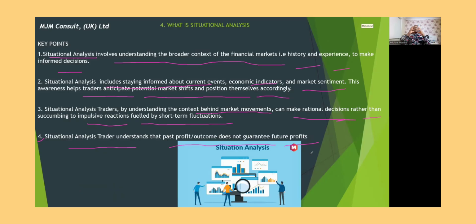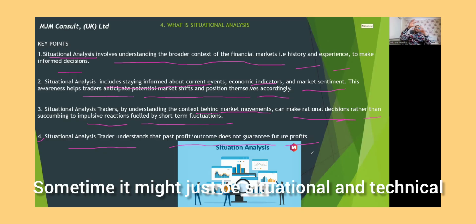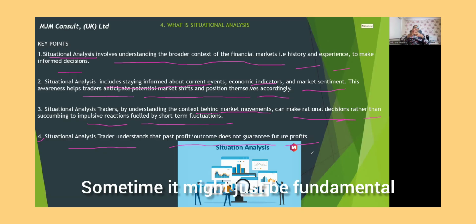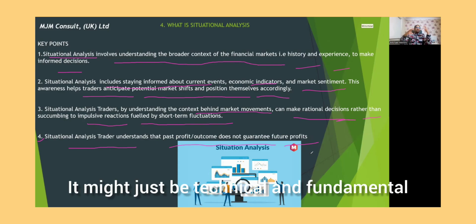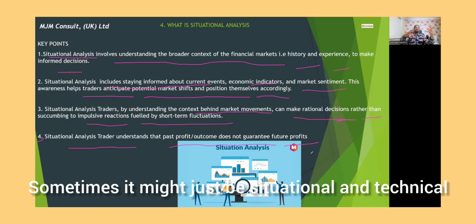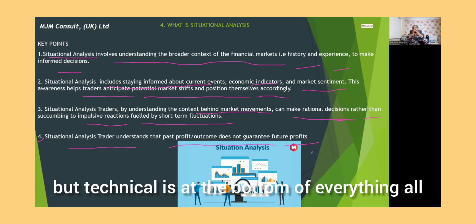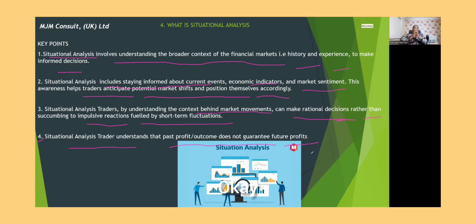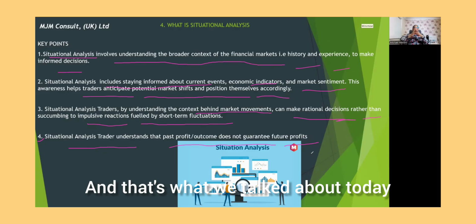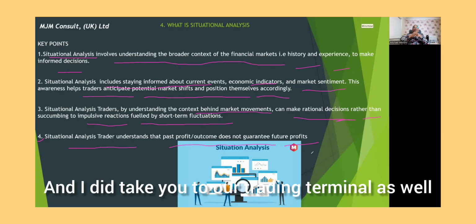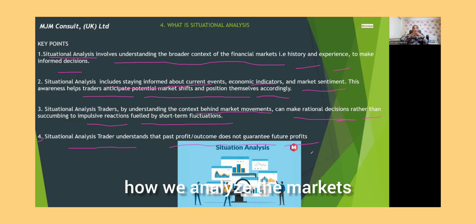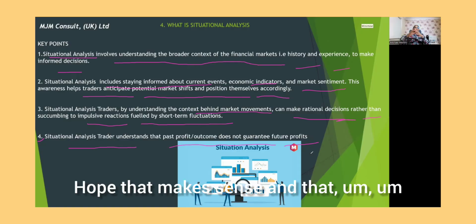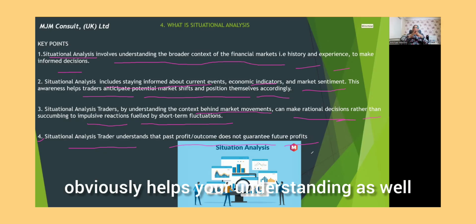And I did say last time that sometimes you don't need to put all together at a go. Sometimes it might just be situational and technical. Sometimes it might just be fundamental, because it's not always that you have fundamentals, right? It might just be technical and fundamental. Sometimes it might just be situational and technical. But technical is at the bottom of everything else. Okay, and that's what we talked about today. I hope that makes sense. And I did take you to our trading terminal as well, to be able to see things for yourself and see how we analyze the market. Okay, hope that makes sense, and that obviously helps your understanding as well.